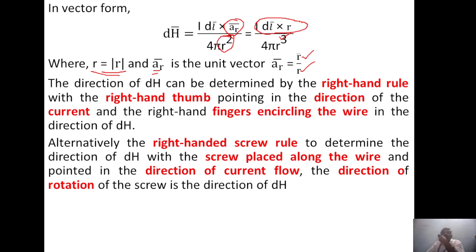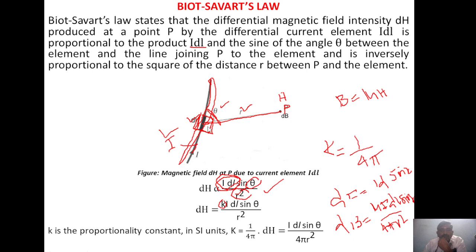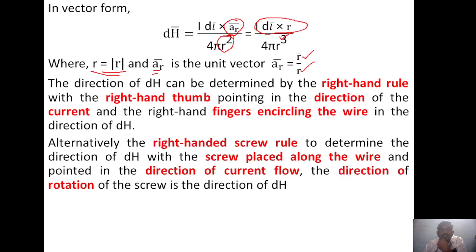The direction can be determined by using the right hand rule, the right hand thumb rule. The rule says: hold the current carrying wire with your right hand, such that the thumb points in the direction of current flow. The other fingers enclose the conductor and show the direction of magnetic flux.